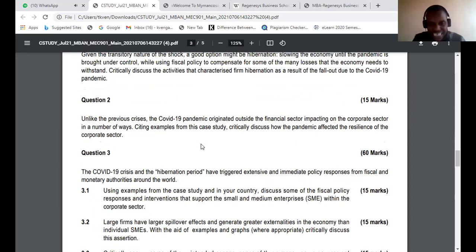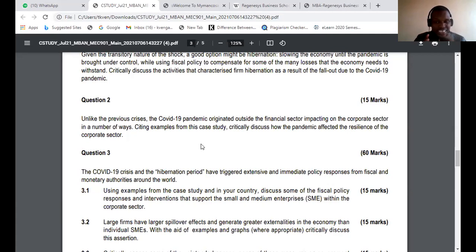Unlike the previous crisis, COVID-19 originated outside the financial sector, impacting on the corporate sector in a number of ways. Citing examples from this case study, critically discuss how the pandemic affected resilience of the corporate sector.